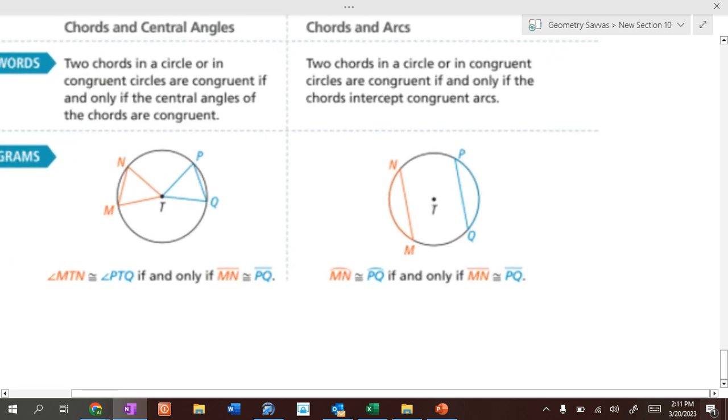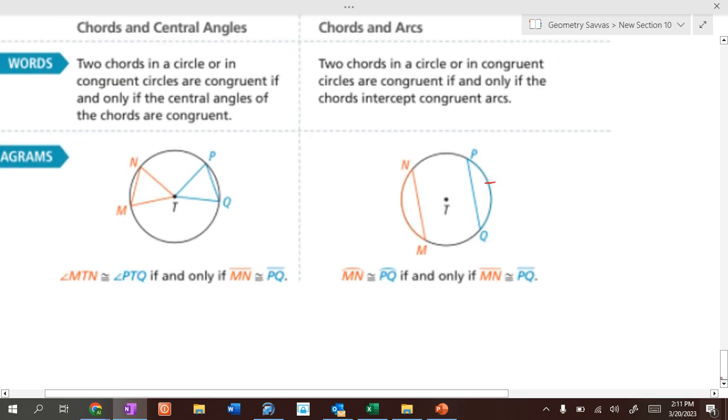So, what did we learn today? Well, we learned that arcs are congruent if their chords are congruent. We learned that if central angles are congruent, then chords are congruent. And if chords are congruent, then central angles are congruent. And when you draw a radius perpendicular to a chord, then it splits it in half.